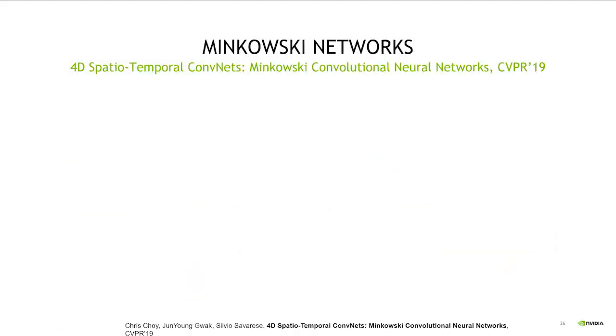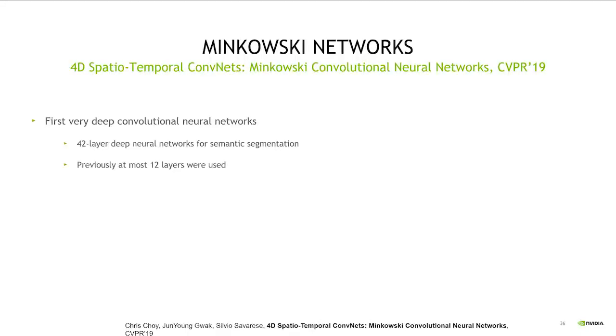To get such predictions, we proposed 3D fully convolutional neural networks on sparse tensors. In our CVPR 19 Minkowski paper, we proposed the first very deep convolutional neural networks for 3D semantic segmentation. Specifically, on our CVPR 19 submission, we achieved the best result on the ScanNet benchmark with a ConvNet which consists of 42 convolution layers. At the time, the deepest 3D ConvNet only had about 12 layers. So compared to that, our network was very deep thanks to the efficient representation and computation of sparse tensors.